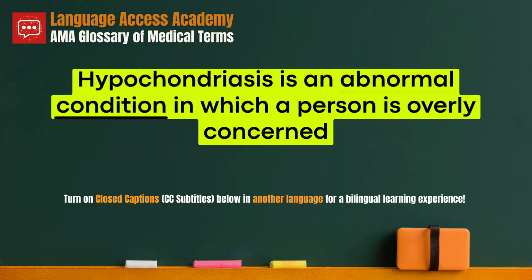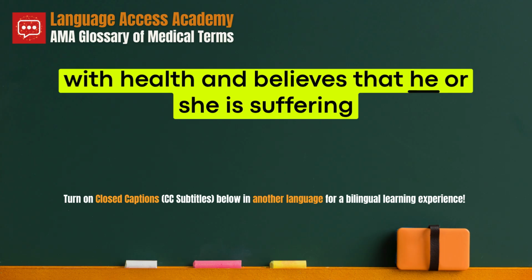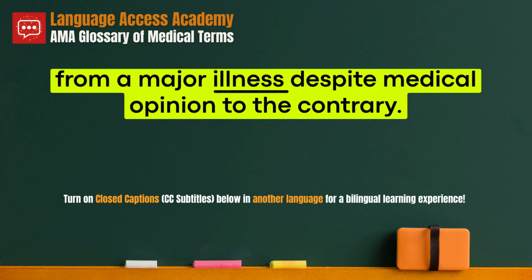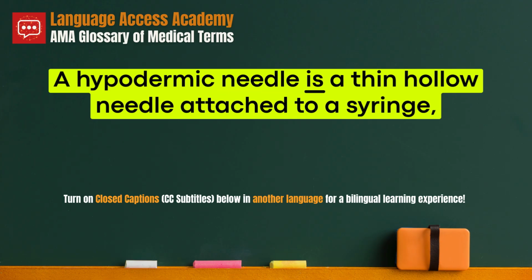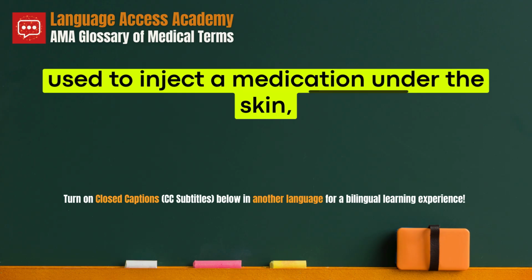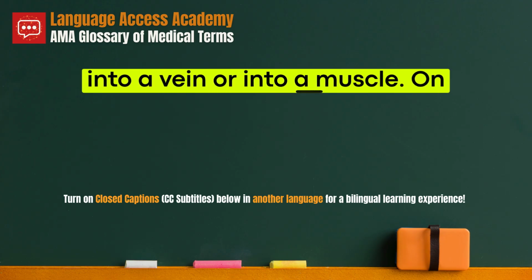Hypochondriasis is an abnormal condition in which a person is overly concerned with health and believes that he or she is suffering from a major illness despite medical opinion to the contrary. A hypodermic needle is a thin, hollow needle attached to a syringe, used to inject a medication under the skin, into a vein or into a muscle.